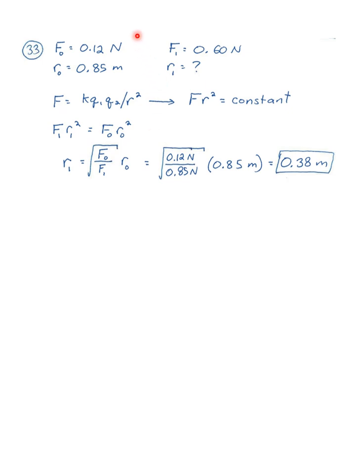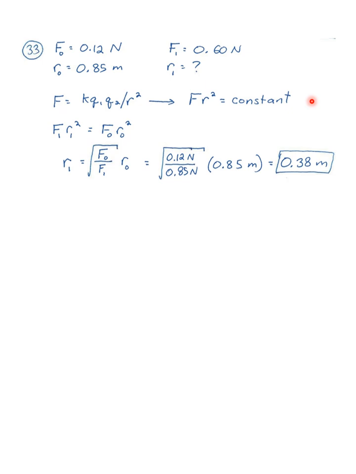I've written out the given information. There's F0 and F1. There's R0, and R1 is what we want to solve for. And here's a good technique to use. You were introduced to this in the first semester of this class. We use Coulomb's law, F equals K Q1 Q2 over R squared. And let's separate out on the left hand and right hand of the equation the things that are changing on the left hand and the things that are constant on the right hand.